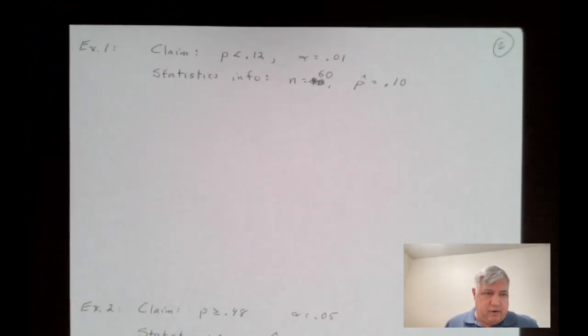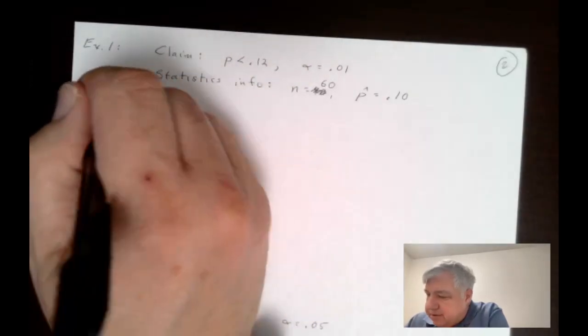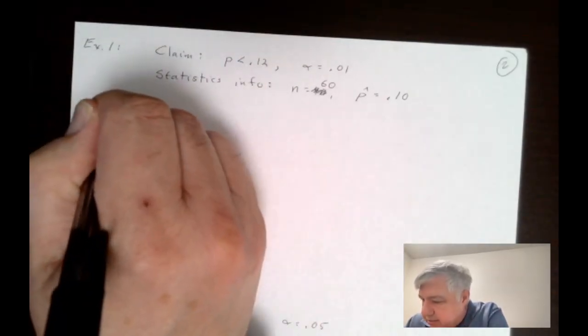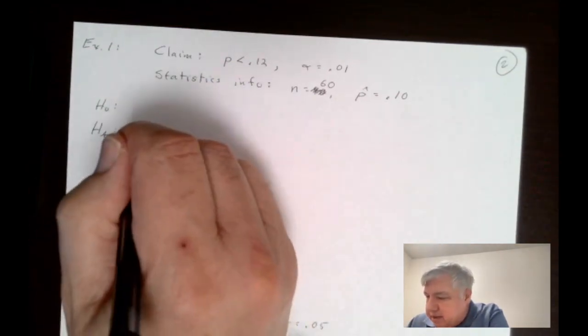In this first example, you're claiming that the population proportion is strictly less than 12%, or 0.12, and you want to test that at a level of significance of 0.01, or 1%. And in the statistical info, you took a sample of size 60 and got that p hat is 0.10, so that's your sample proportion. Okay, so we'll write down our hypotheses. And because our claim has strict inequality in it, that has to be the alternative hypothesis.